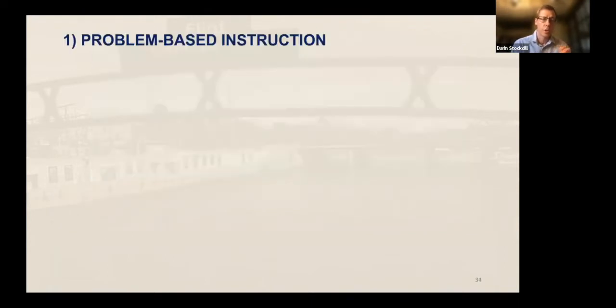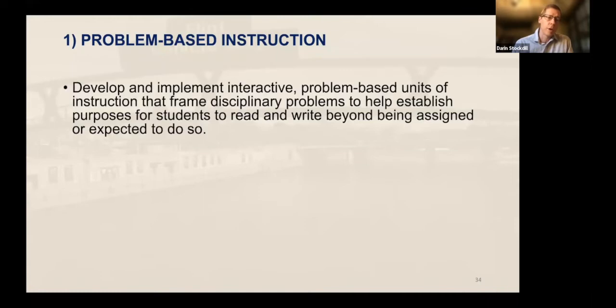Really quickly, I'm going to walk through the first 4 of these practices, and then we'll pause and have a quick moment of discussion. So the first one is problem-based instruction. So you see, again, the connection. If we can find a locally based problem, we can really merge problem-based learning, place-based education, and disciplinary literacy.